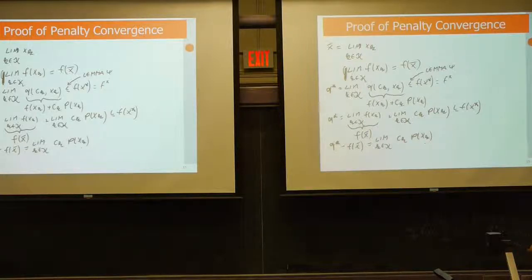What do we know about ck? It's diverging. This guy is a finite number. So what can we say now about p of xk? Right, they converge to 0. We know that also xk is converging to x bar. We assume that p is continuous. So p of x bar is 0. So x bar is a feasible point.